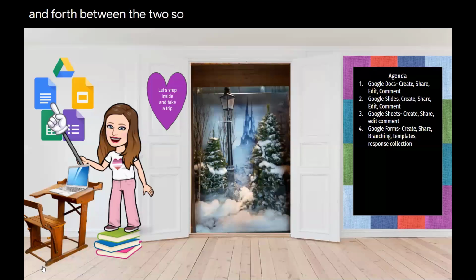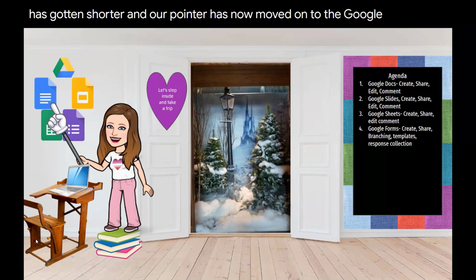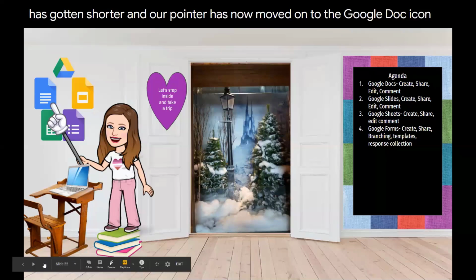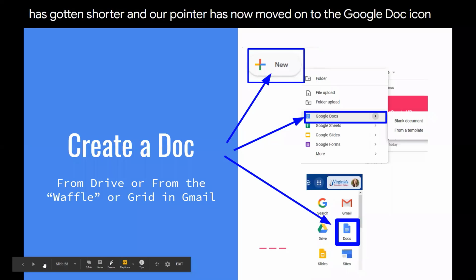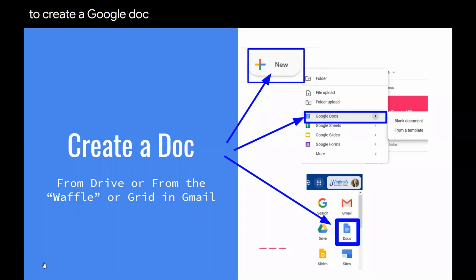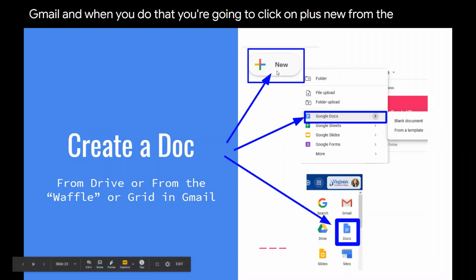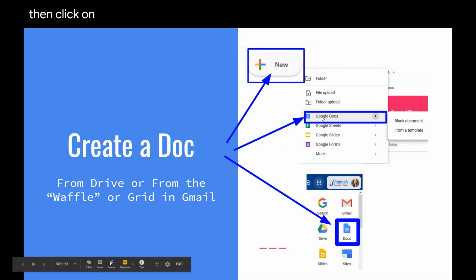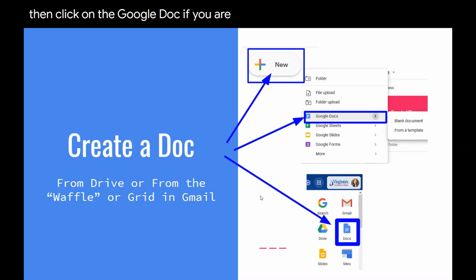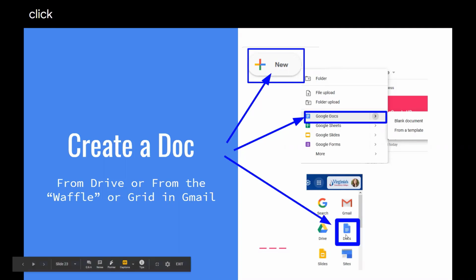So we've covered quite a few things and our agenda has gotten shorter and our pointer has now moved on to the Google Doc icon. So to create a Google Doc, you can do that from Drive or from the Waffle or Grid in Gmail. When you do that, you're going to click on plus new from the Drive and then click on the Google Doc. If you are doing it from Gmail, you're just going to click on the icon from the Waffle.